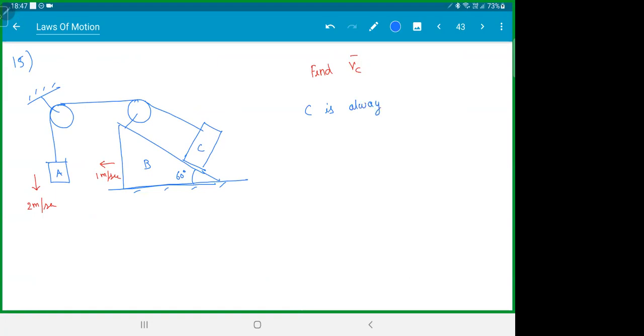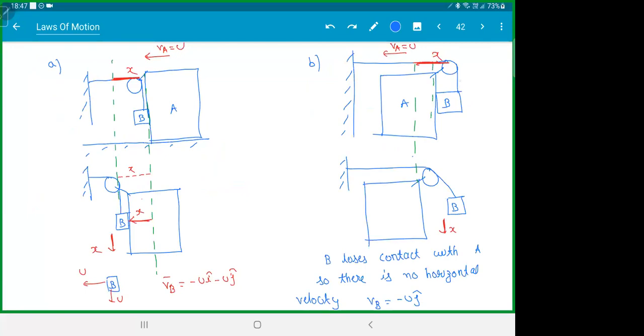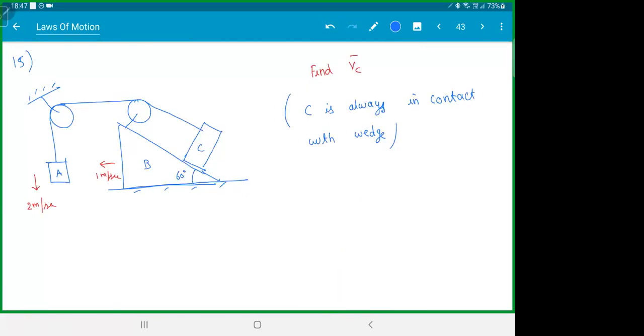There is a possibility. If B goes very fast, C can fly here also. But let's assume C is always in contact with the wedge. There is a possibility in this scenario, right? Because look, in the previous case, what happened? The only force is vertical, na? But here, this mg component can make it stick to the incline.